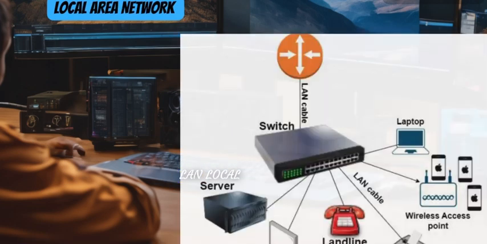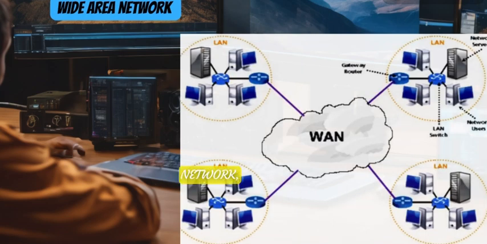Then we have LAN, local area network. This just describes a hardwired connected network. And what do we mean by hardwired? Your computers, your printers, your telephone, your landline, your switches, your server, just connecting them together. Then we have the wide area network, which also simply means the non-hardwired connected network, usually through Wi-Fi. As you can see here, we have several local area networks that are connected and connecting through the wide area network, which is the Wi-Fi.